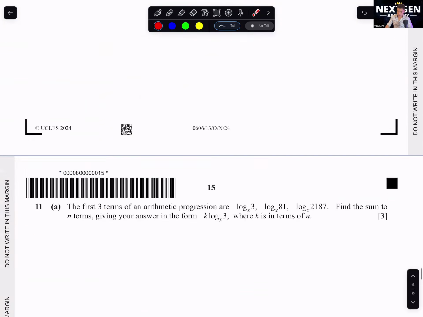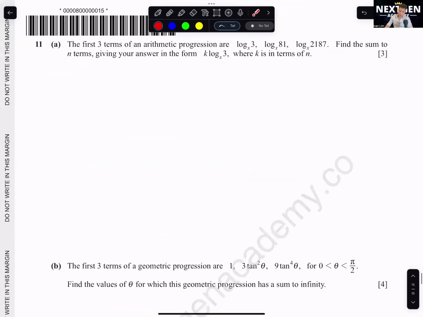Okay, let's go to the last question before we wrap up. The first three terms of an arithmetic progression are given, and the sum to n terms is to be given as an answer in the form k log x 3, where k is in terms of n. If you don't know the formula, go and refer back to the front. It will be given to you. So what do we need for the sum of n terms? We need two terms, our a and our d. A we already have, which is the first term. Let's find out what the d value is.